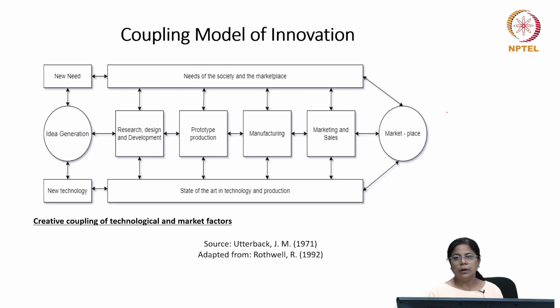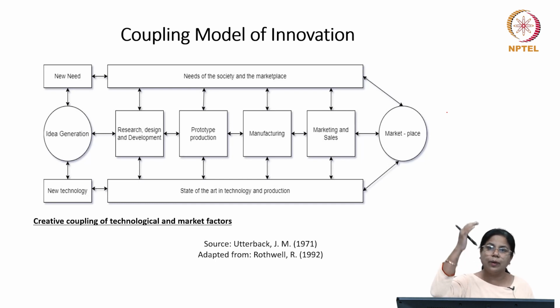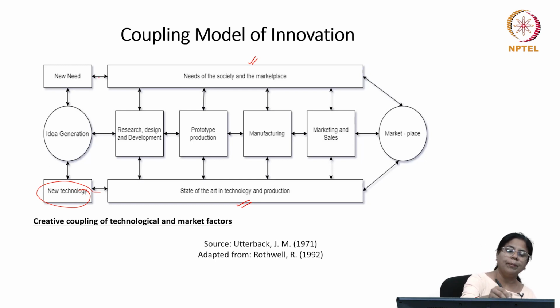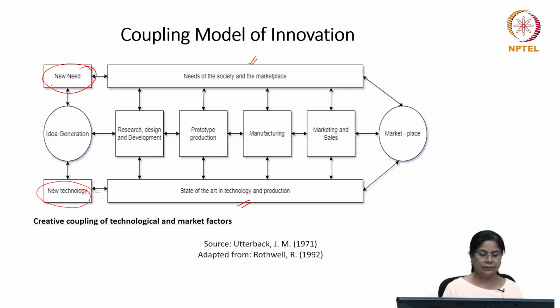This one builds on the works of Utterback and Rothwell. Now what has happened, if you look at it, there are two ends. On the top end, you have the needs of the society and the marketplace, and at the bottom end, you have the state of the art in technology and production. Then, the state of the art in technology and production indeed leads to maybe new technology, products or knowledge intensive products coming into the picture. From the top end, what we get is the new needs. So once you have this, there is a requirement now to bring these together.